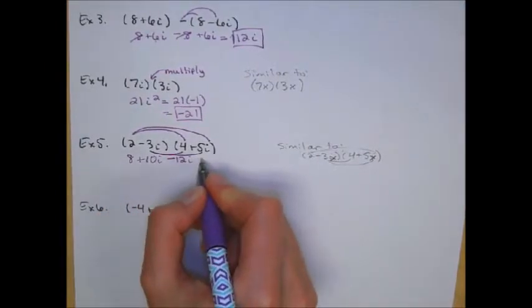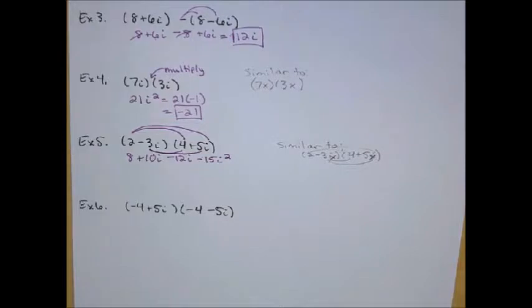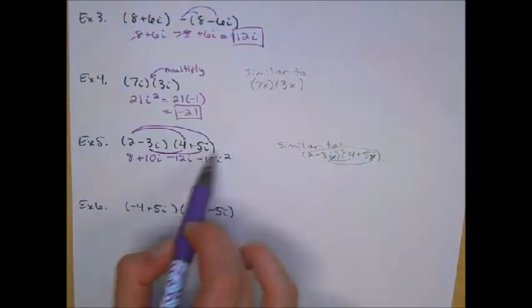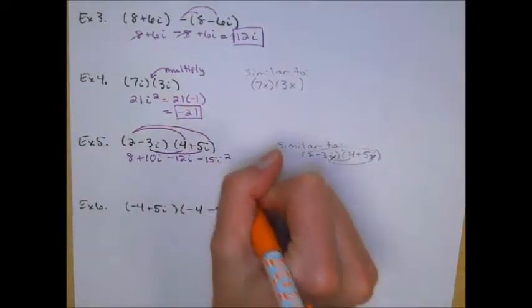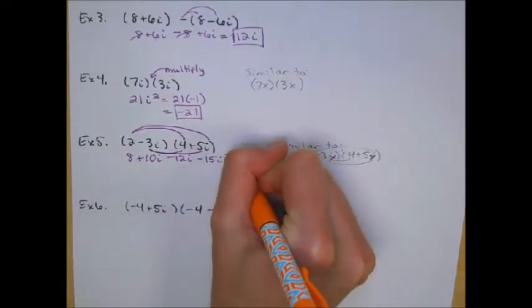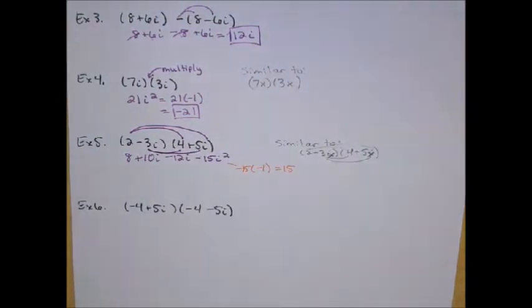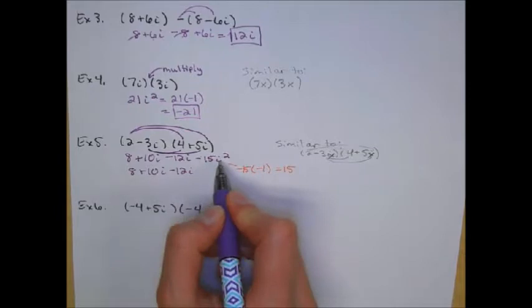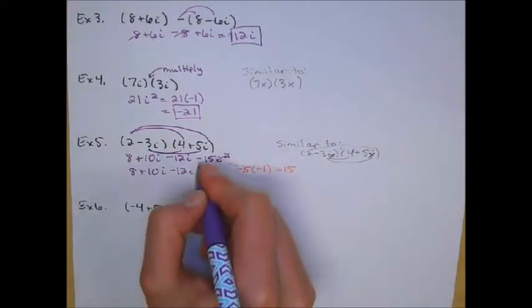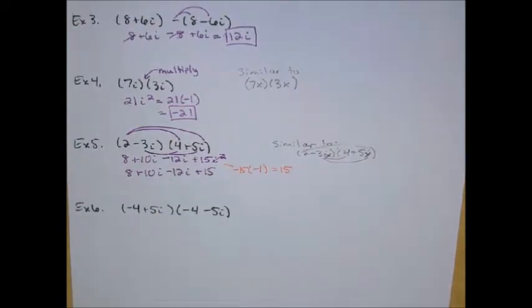Here, negative 15i squared, we know that i squared is negative 1. So this is negative 15 times negative 1, which is 15. So let's put that instead. What I do with the i squared is I cross it out and then change it to a plus. That's what's happening. So this is a plus 15 now. Combine your like terms. 8 and 15 is 23. 10i, negative 12i, minus 2i. Go ahead and try example 6.